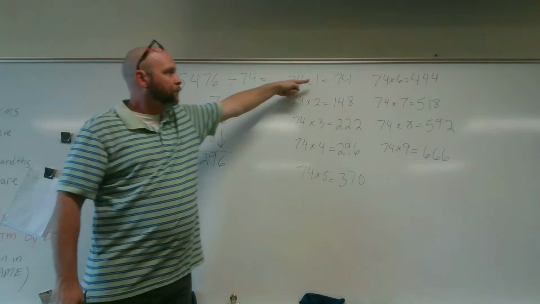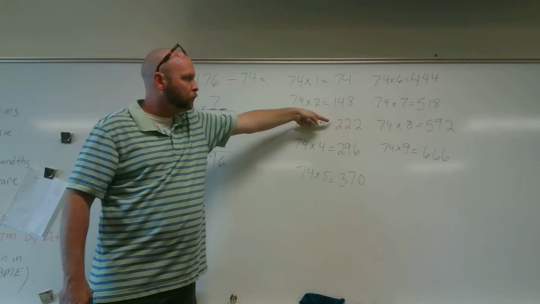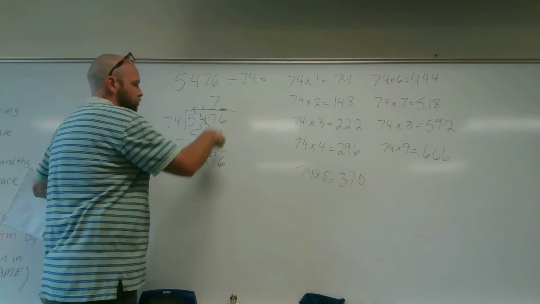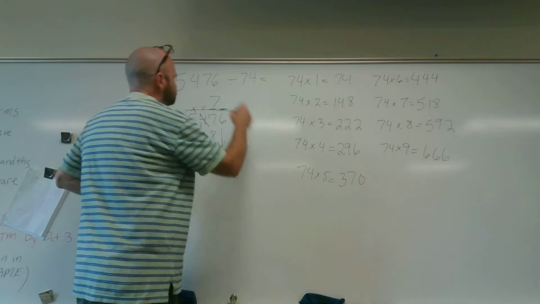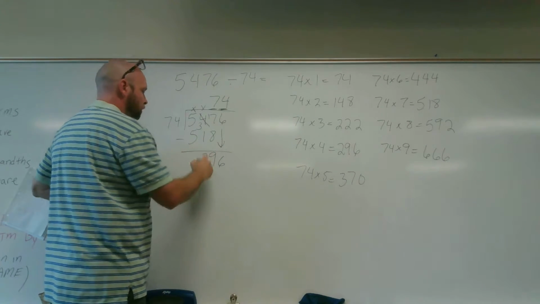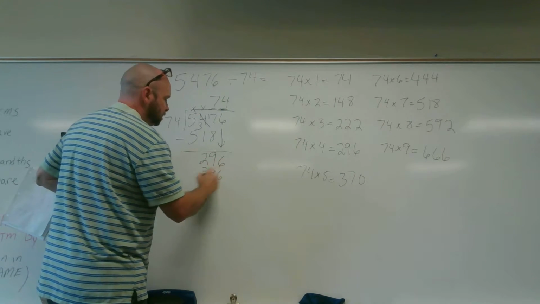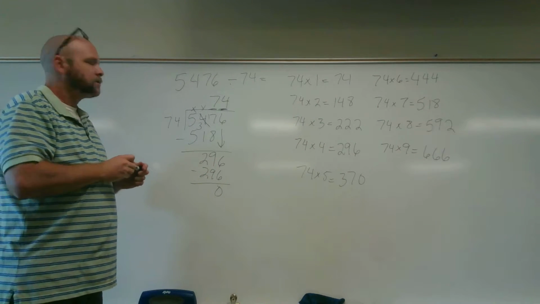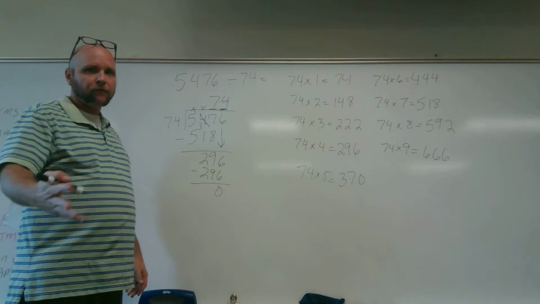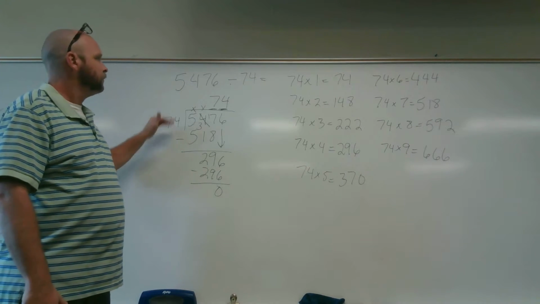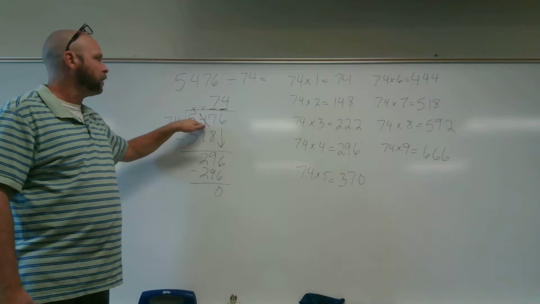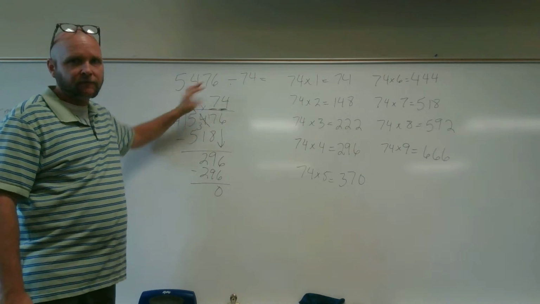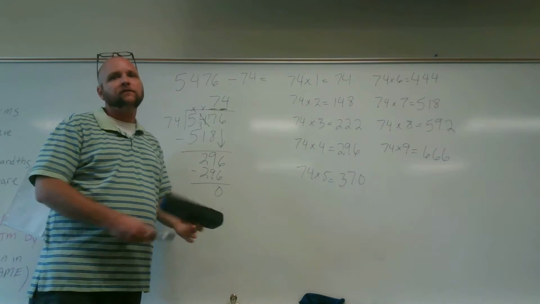So I have 74, I have 148, I have 222, I have 290. Oh, bingo, 296. So 296 is 74 times 4. So there's a 4 there. That's a 296. Subtract, we get 0. Okay, so as long as we did our math correctly, and hopefully you're checking along with me at home, 74 times 74 should equal 5,476. So our quotient is 74. Quotient is the answer to a division problem.